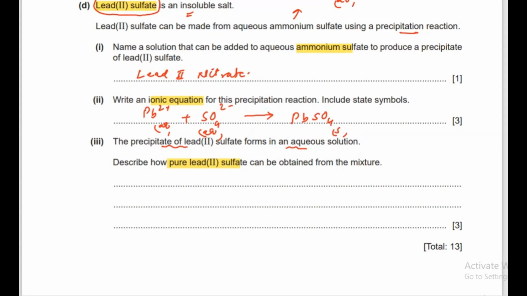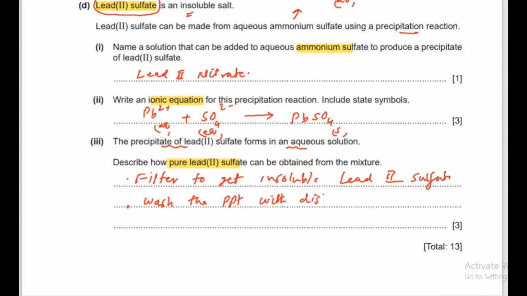First of all, if you want to remove this precipitate, you have to do filtration. So just filter to get the insoluble lead-2 sulfate. Then wash the precipitate with distilled water. This is done to remove traces of soluble salt. So wash the precipitate with distilled water and then dry between folds of filter paper.